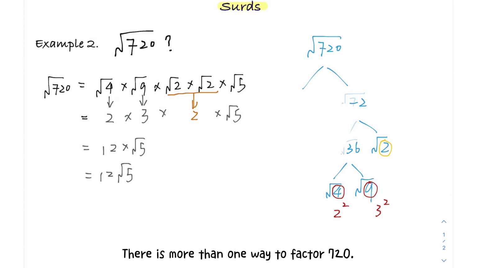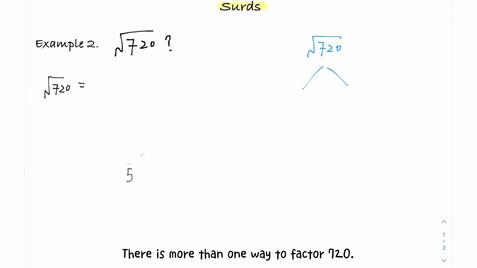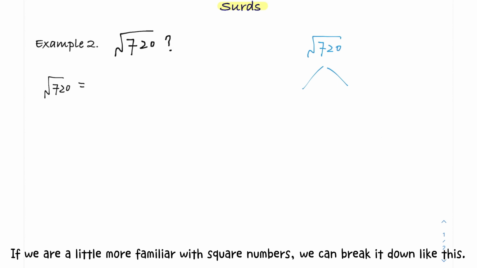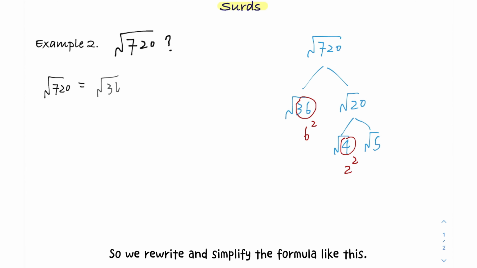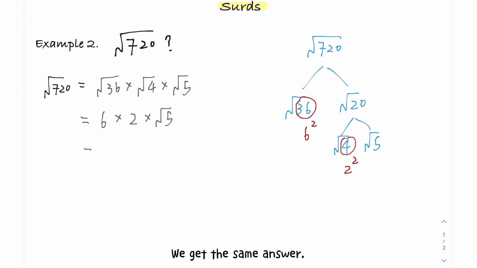There is more than one way to factor 720. If we are a little more familiar with square numbers, we can break it down like this. This time, we can easily extract two square factors, 36 and 4. So we rewrite and simplify the formula like this. We get the same answer.